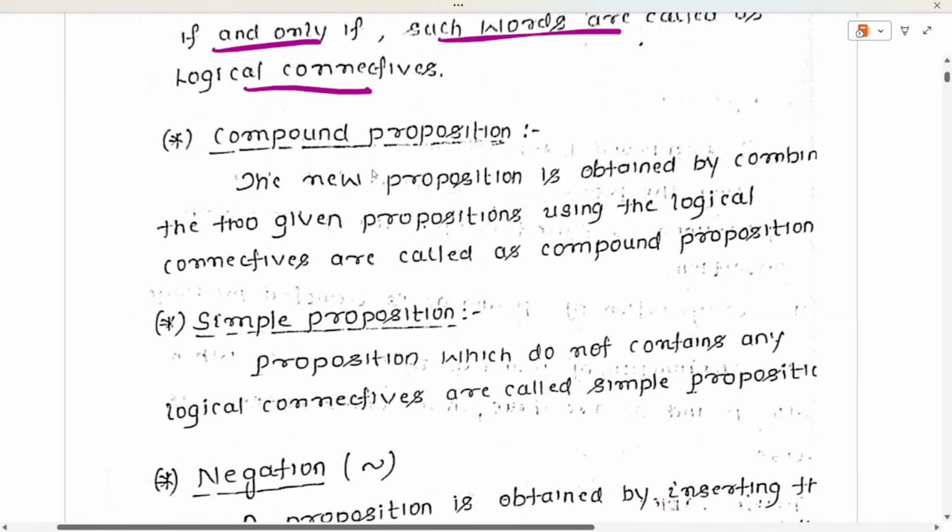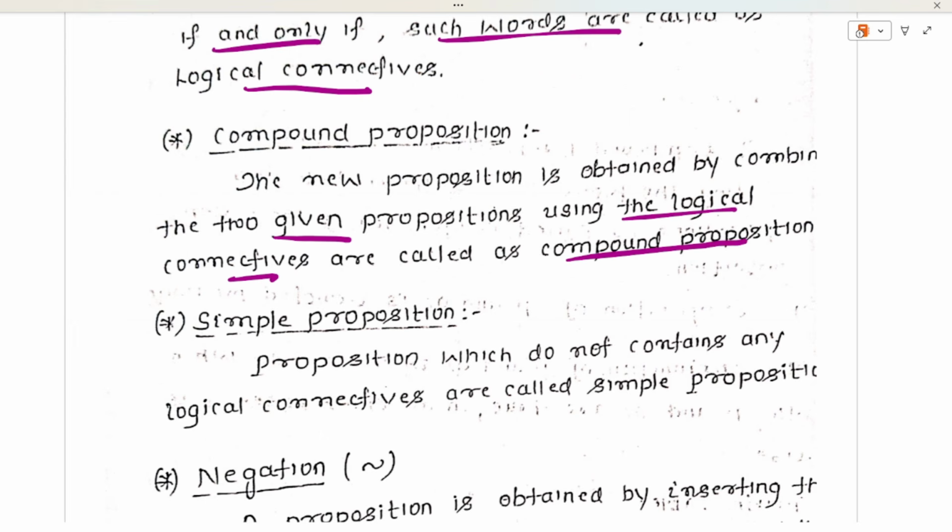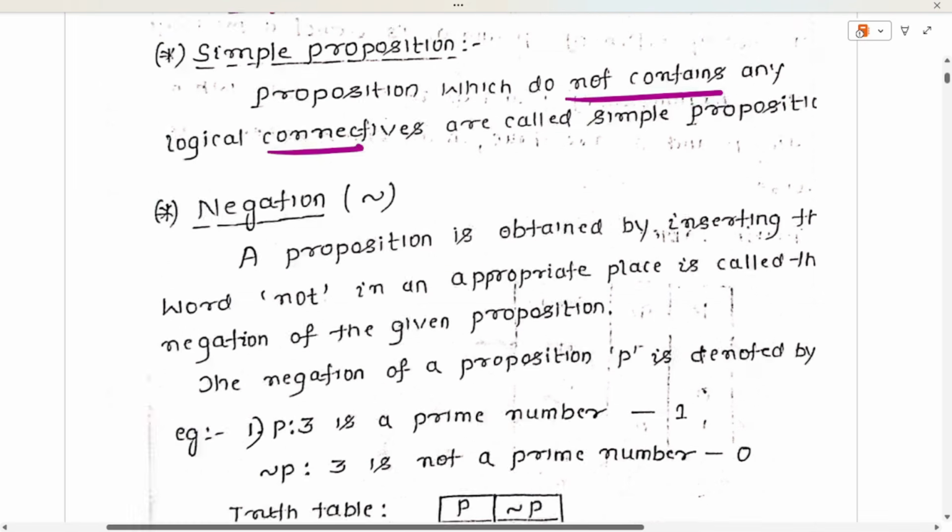Next, what is a compound proposition? First we discussed what a proposition is. Now see what a compound proposition is. It combines two given propositions using the logical connectives. It may use and, not, if then, if and only if, and so on, and it is called a compound proposition. If it is simple, it does not contain any logical connectives. It is as simple as possible.